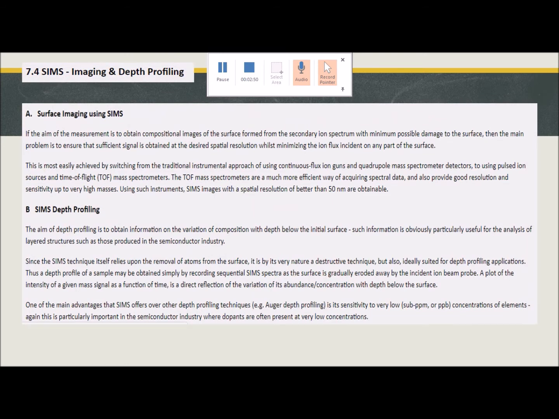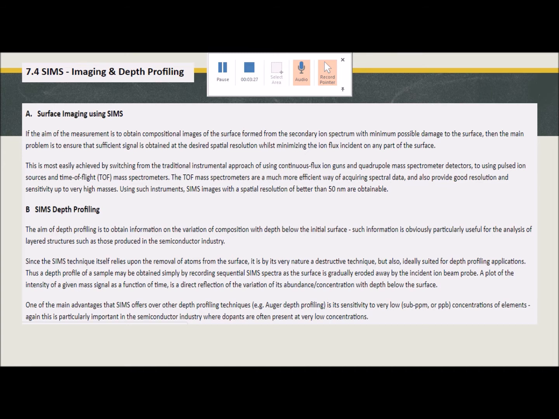For SIMS imaging and depth profiling, there are two applications: first, surface imaging using SIMS, and second, SIMS depth profiling. The aim of the measurement is to obtain a conventional image of the surface from the secondary ion spectrum with minimum possible damage to the surface. The main problem is to ensure that sufficient signal is obtained at the desired spatial resolution whilst minimizing the ion flux incident on any part of the surface.